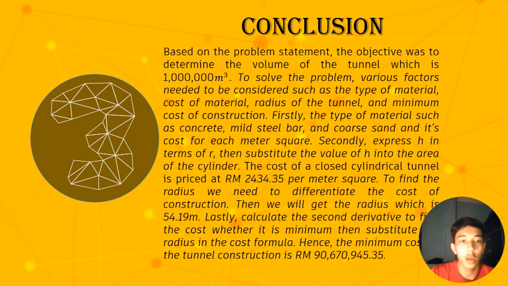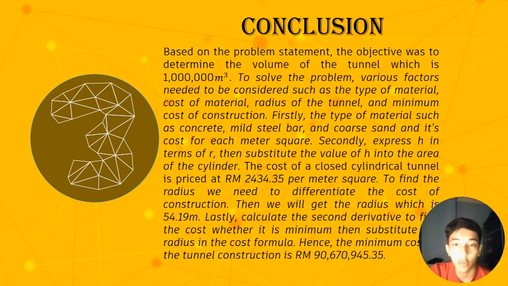For conclusion, based on the problem statement, the objective was to determine the volume of the tunnel, which is 1 million meter cubic. To solve the problem, various factors need to be considered such as the type of material, cost of material, radius of the tunnel, and the minimum cost of construction. Firstly, the type of material such as concrete, mud, steel bar, and cross sand and its cost for each meter square. Secondly, express H in terms of R.